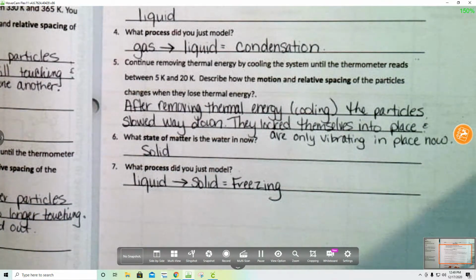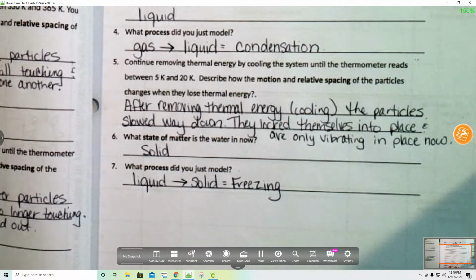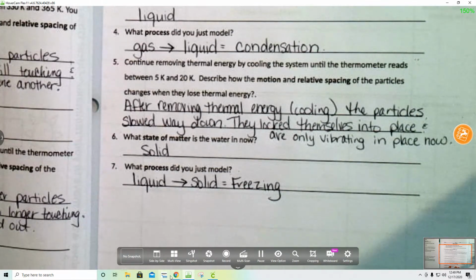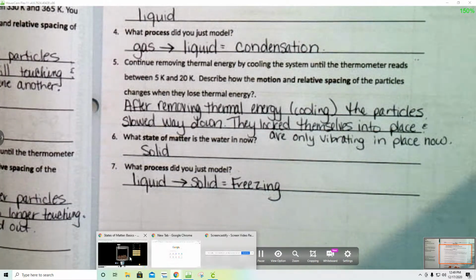All right. So, the next thing that we need to do, and again, pause this if you need to catch up.